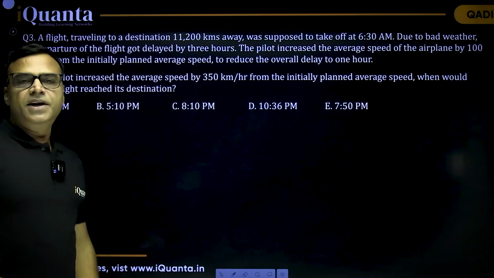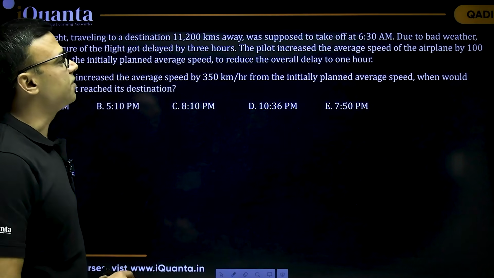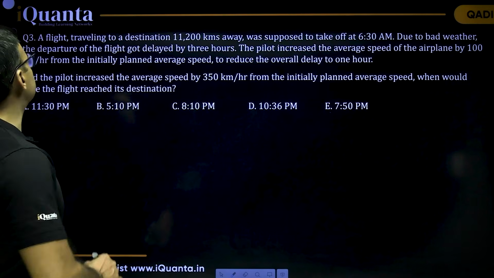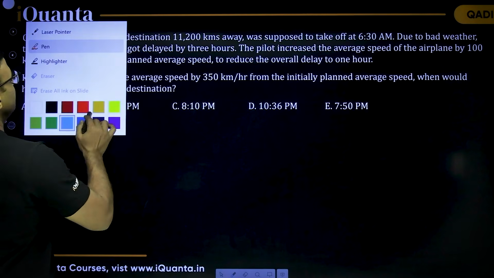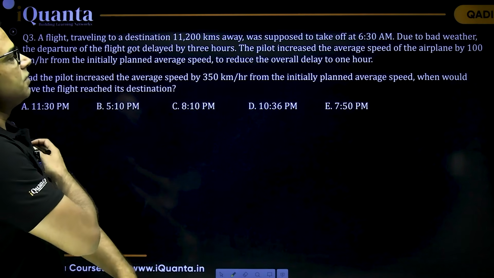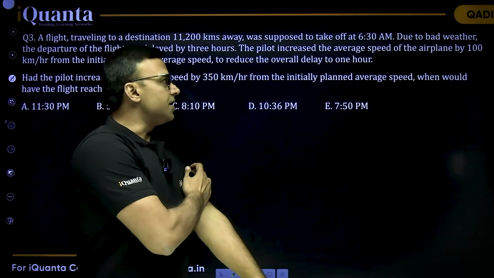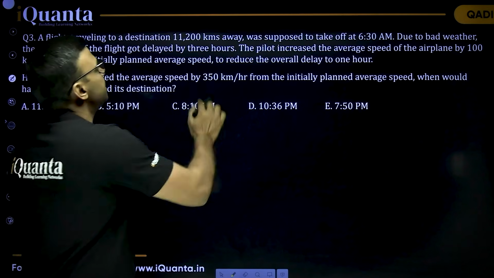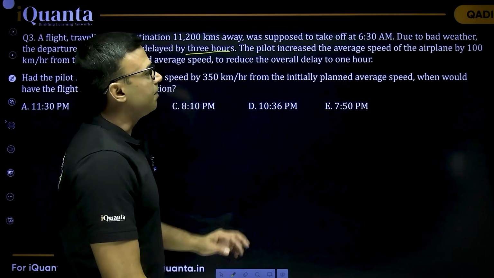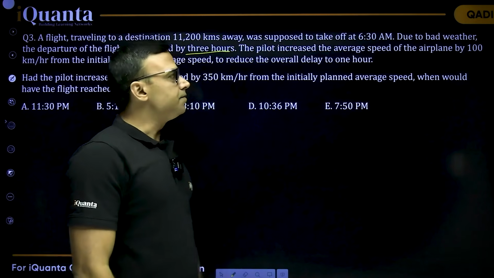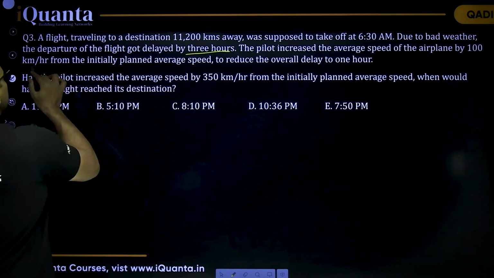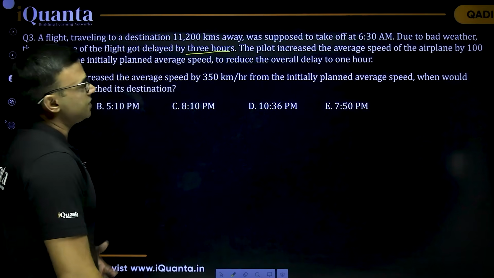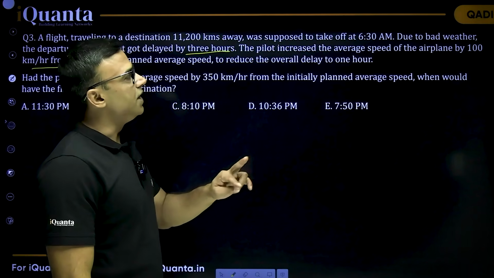Right? This one is a very nice question, a very interesting question from time, speed, distance. It says a flight traveling to a destination 11,200 kilometers away was supposed to take off at 6:30 a.m. Due to bad weather, the departure of the flight got delayed by 3 hours. Okay. The pilot increased the average speed of the aeroplane by 100 km per hour from the initially planned average speed to reduce the overall delay to 1 hour.